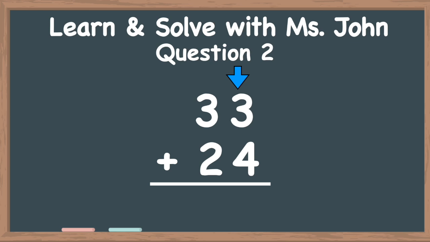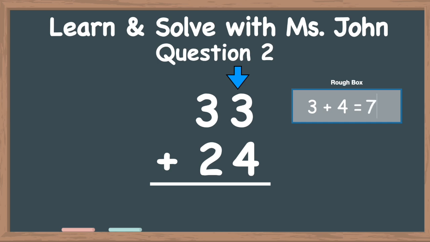We're going to first start by adding the numbers in the ones column. So 3 plus 4. Let's first begin by drawing a rough box. In the rough box, we're going to write 3 plus 4. 3 plus 4 equals 7. We're going to write 7 in the ones column of the answer section.